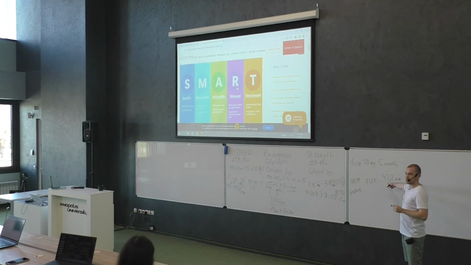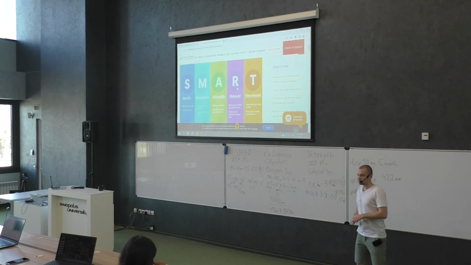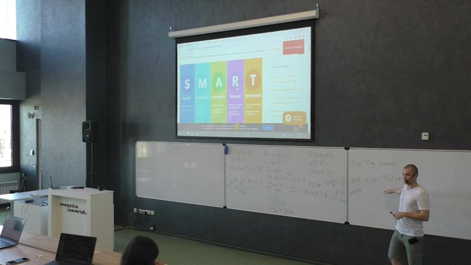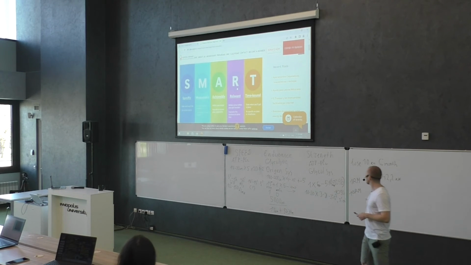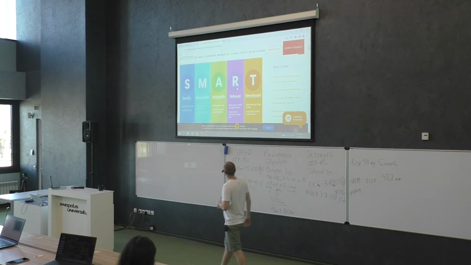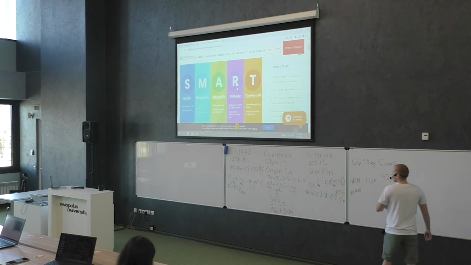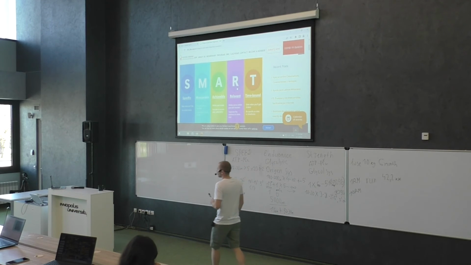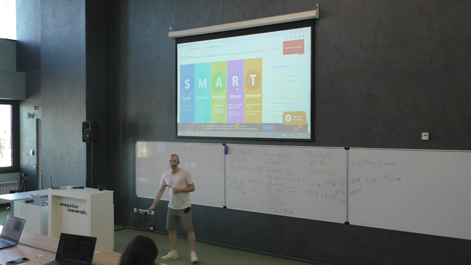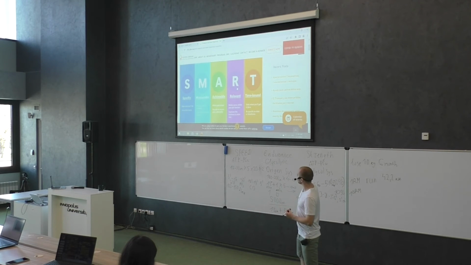Is it a SMART target? You want to run a marathon. Is it specific? It's specific. You need to run a marathon. It's measurable. You need to run how much? 42 kilometers. Achievable. You are a beginner. Is it achievable? I think yes, but it's not time bound.